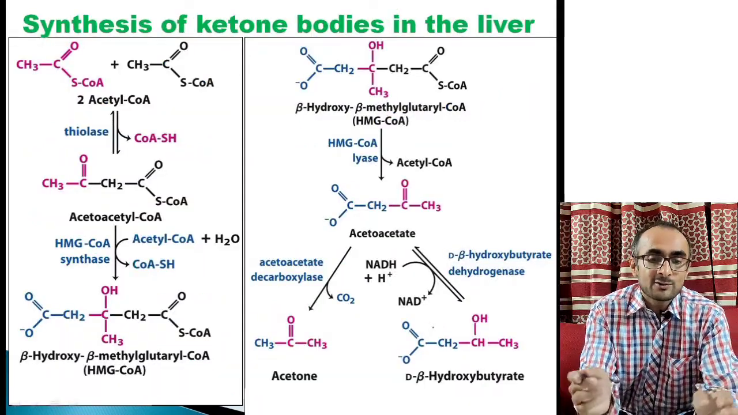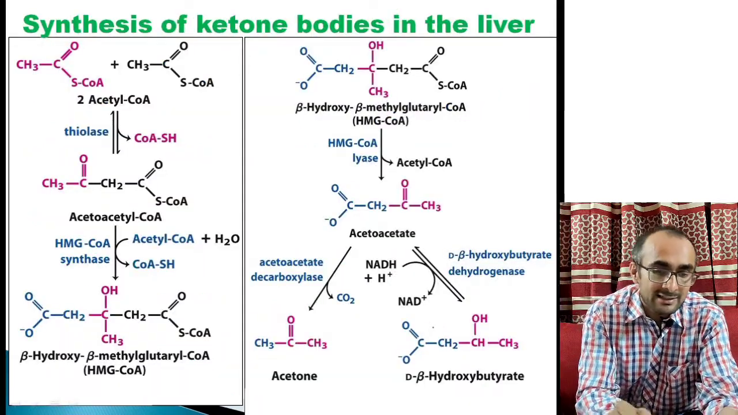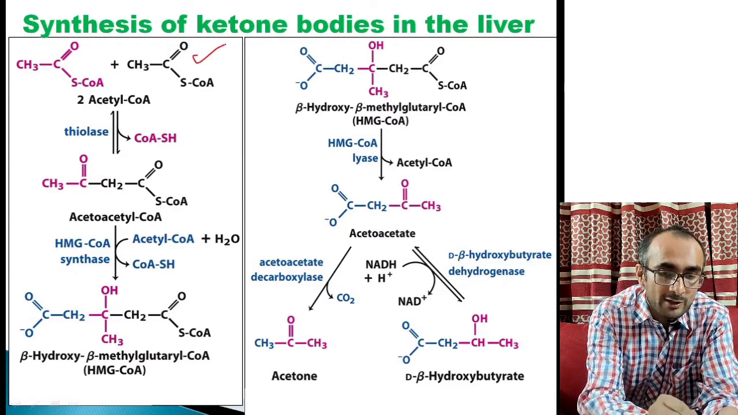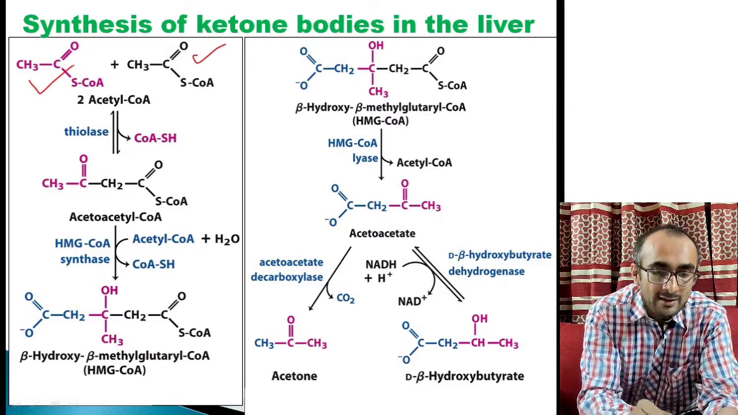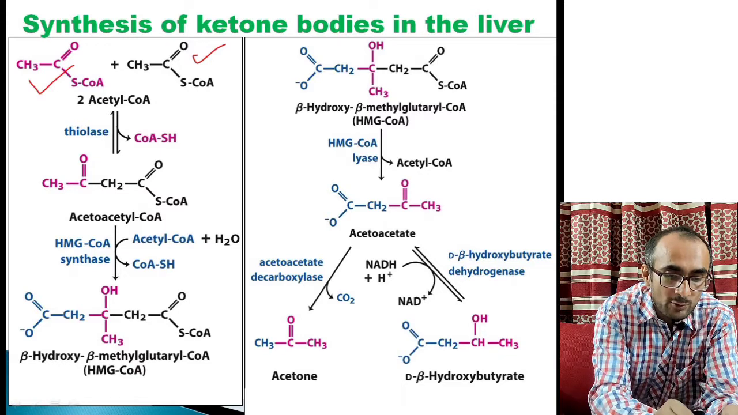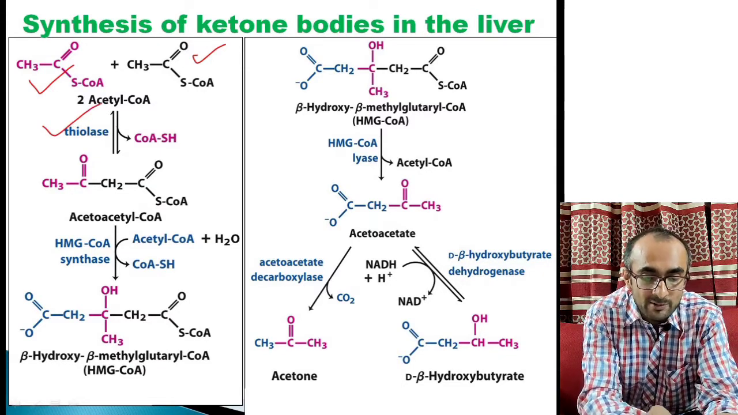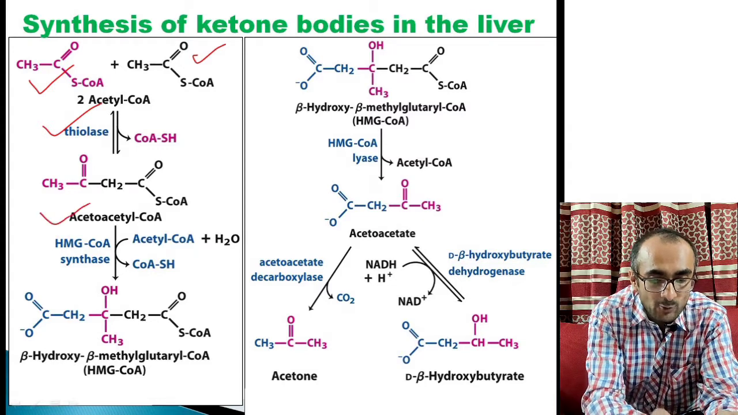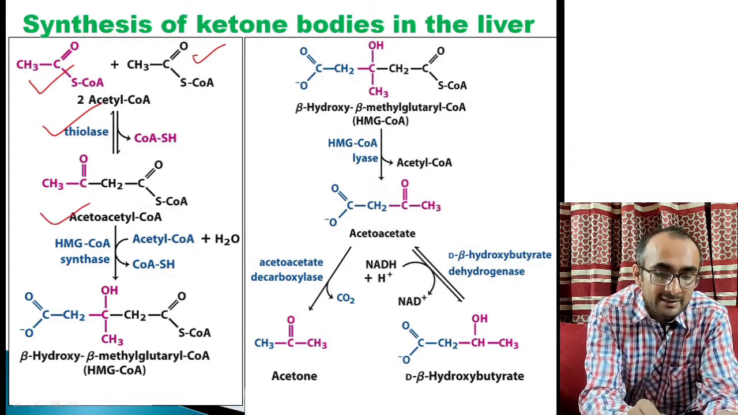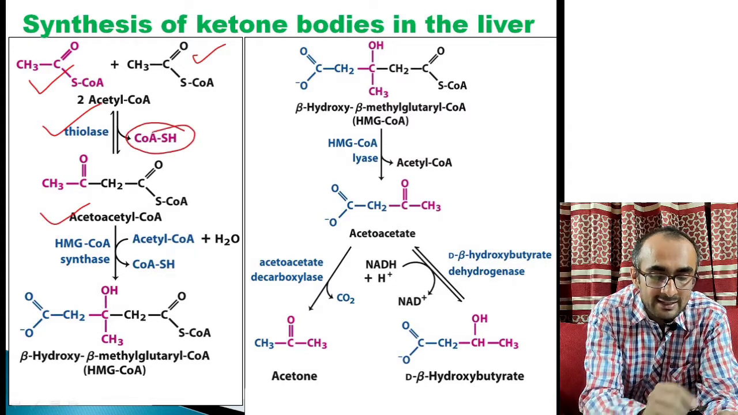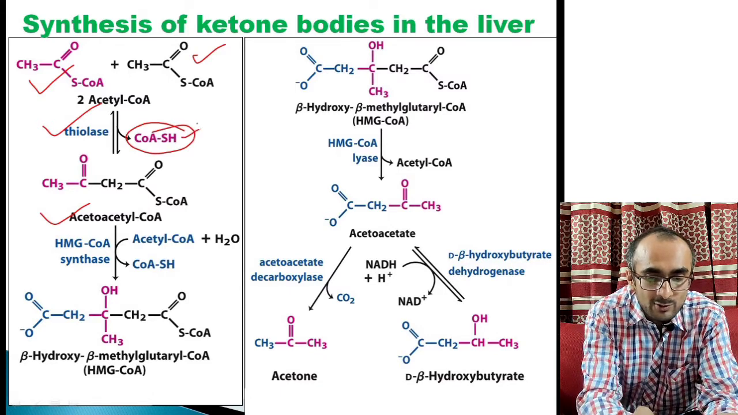Liver synthesizes ketone bodies, and the first reaction is a condensation reaction of two molecules of acetyl coenzyme A, catalyzed by an enzyme called thiolase. Thiolase condenses two acetyl coenzyme A molecules and forms acetoacetyl coenzyme A. In this reaction, one coenzyme A is released in the cell. This can be used for beta oxidation.